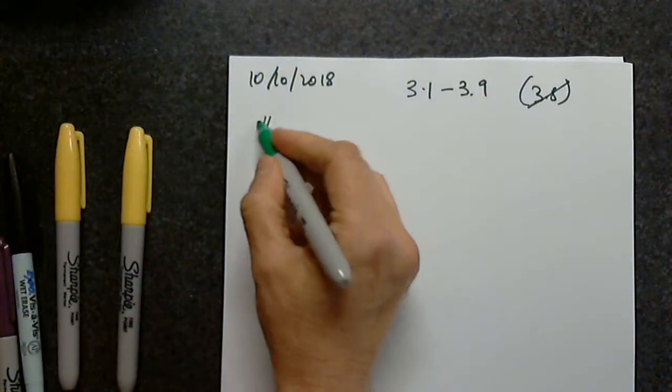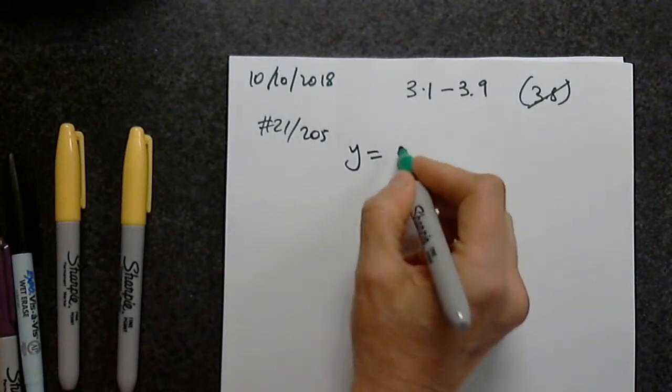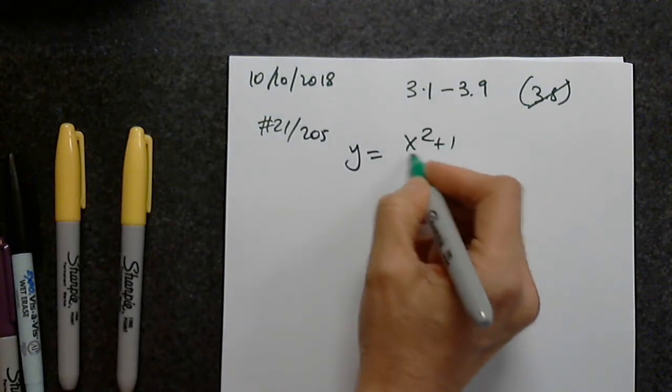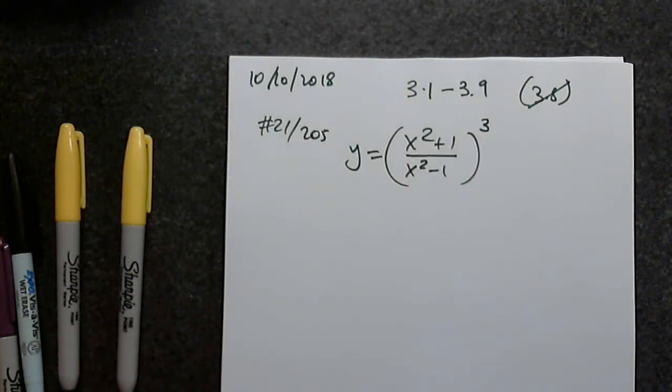Okay, so I'm sorry, 21. 205, problem 21. 205, 21. Okay, 21.